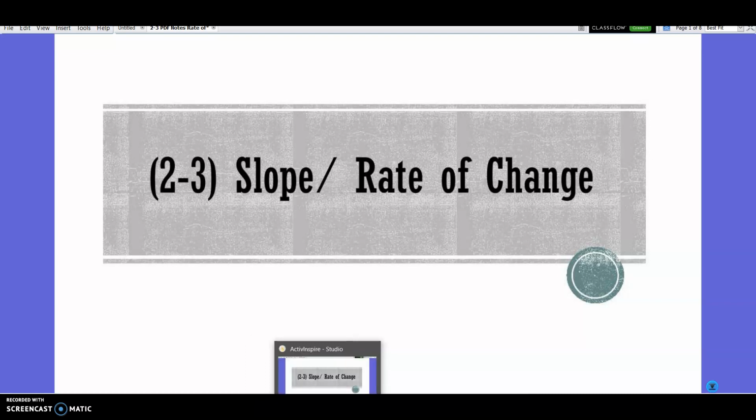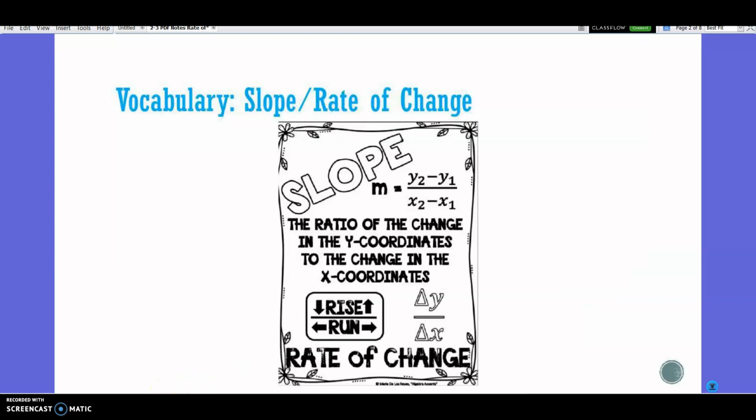Okay, today's notes are 2-3, slope and rate of change. So slope and rate of change mean the same thing. To find the value of slope, we look at our equation when it is written in slope-intercept form, y equals mx plus b. So this is slope and intercept. Your m value is your slope.